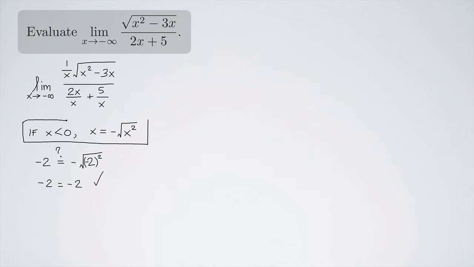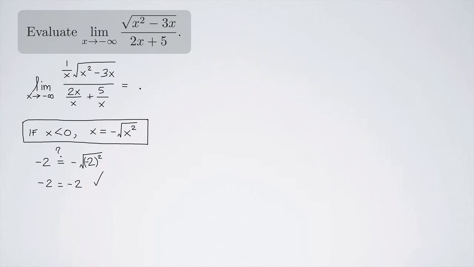So if I want to turn an x into something that has a square root, and x is less than 0, I can make it the negative of the square root of x squared. Now, why am I concerned about x being less than 0? Well, look at the limit. X is approaching negative infinity. X is going to be a negative number. It's going to be a really, really big negative number.